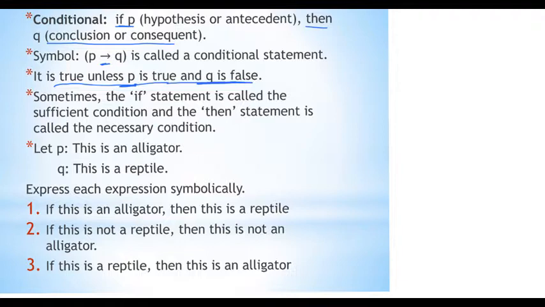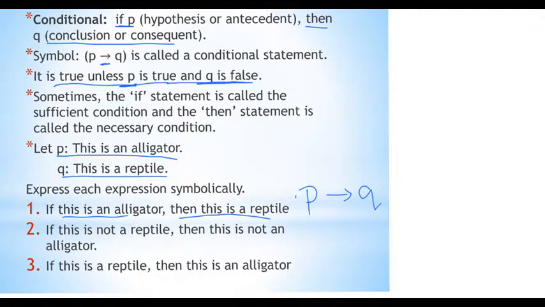Again, we're going to write some statements symbolically. So our P statement is this is an alligator. Q is this is a reptile. So for our first one, it says if this is an alligator, then this is a reptile. So if P, then Q for the first one.